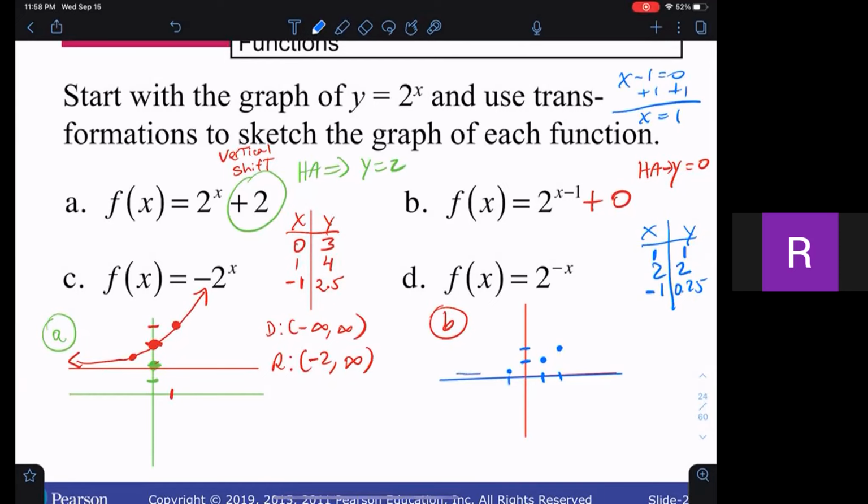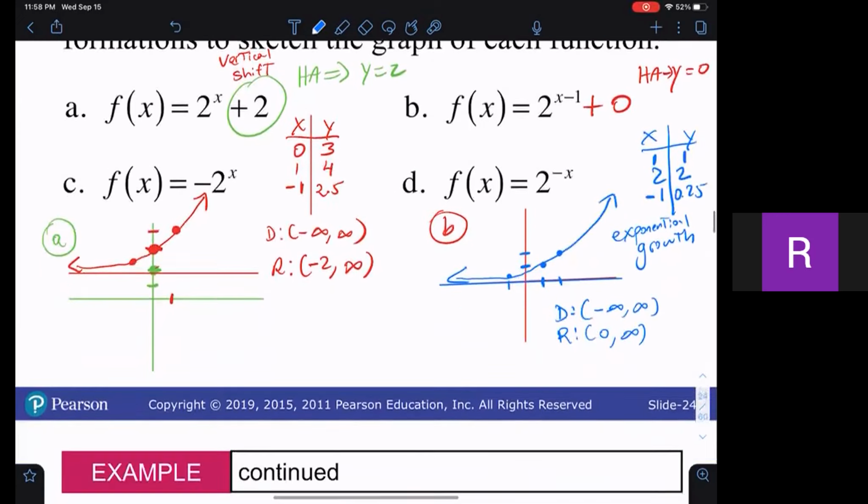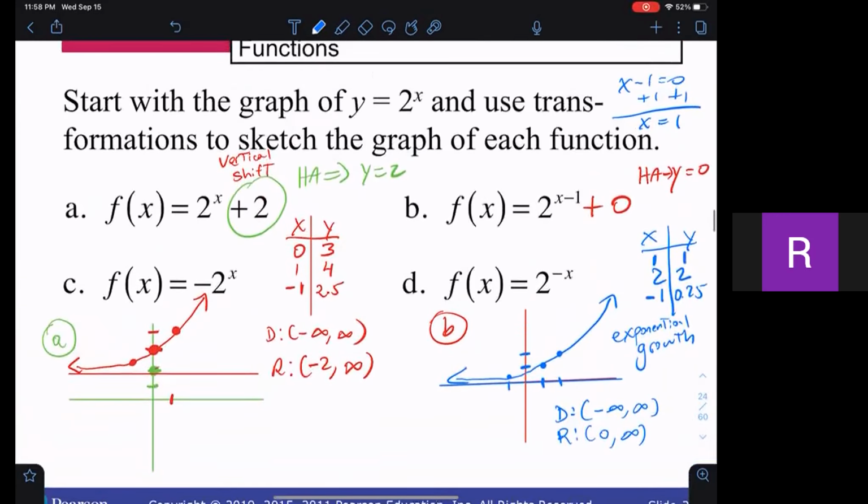So you can see the behavior of this function, right? When you have the function growing from left to right, this is exponential growth, okay? And the first one was also exponential growth. So what's the domain? The domain is all real numbers. And the range, in this case, will be from the asymptote, so from 0 to infinity. Done. That's it. Okay? So you should understand this at this point.